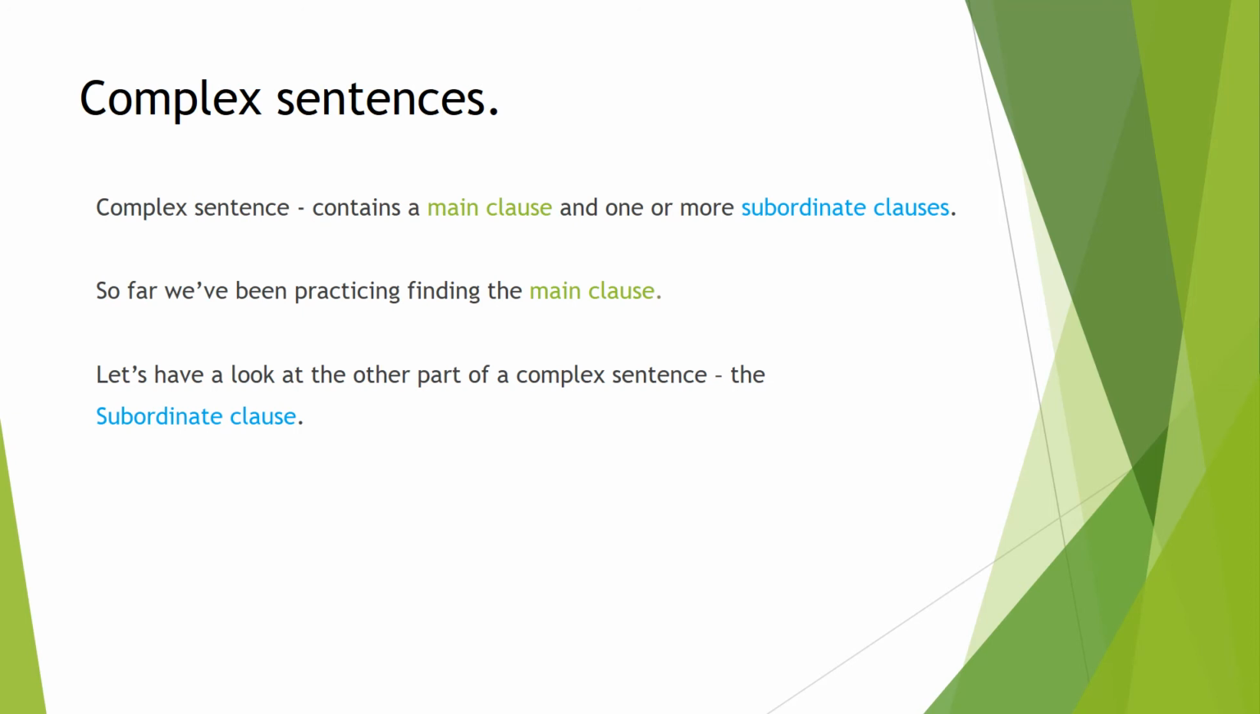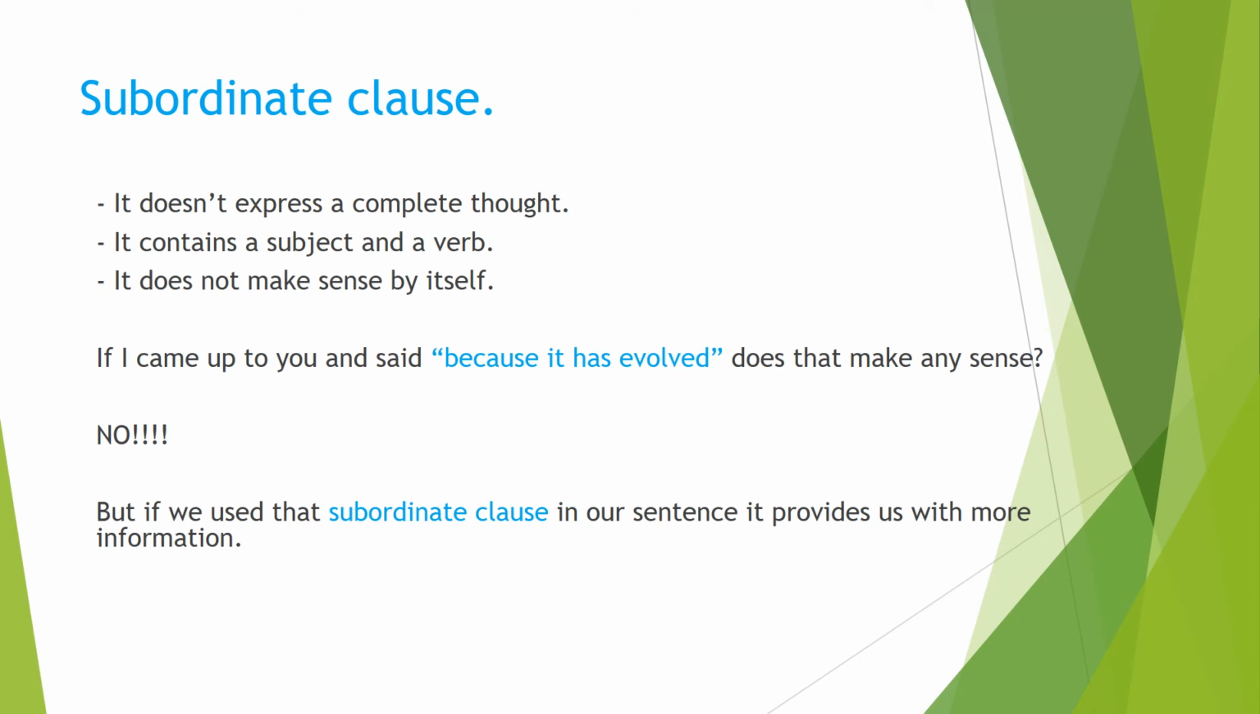So moving on to complex sentences. Complex sentences contain a main clause and 1 or more subordinate clauses. So far we've been practicing finding the main clause. So let's have a look at the other part of the complex sentence, which is the subordinate clause. A subordinate clause doesn't express a complete thought. It still contains a subject and a verb, but it does not make sense by itself. So if I came up to you and I said to you, because it evolved, does that make any sense to you? Of course it doesn't.